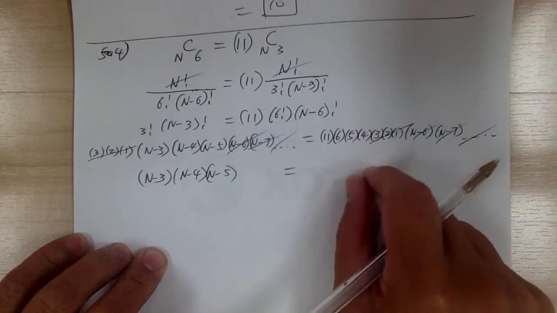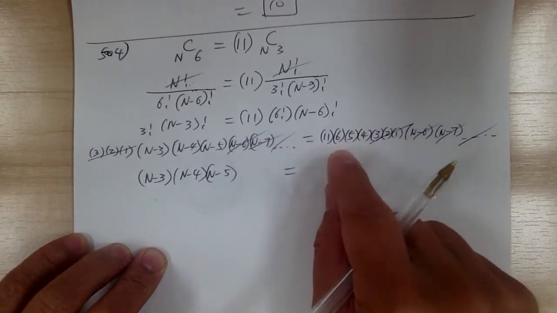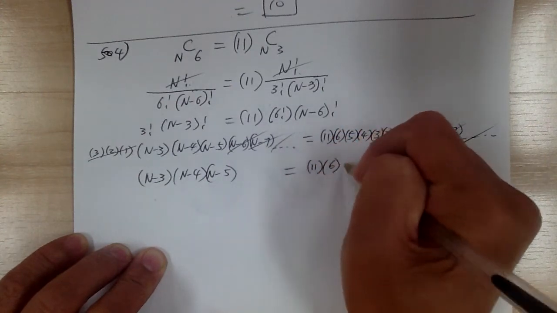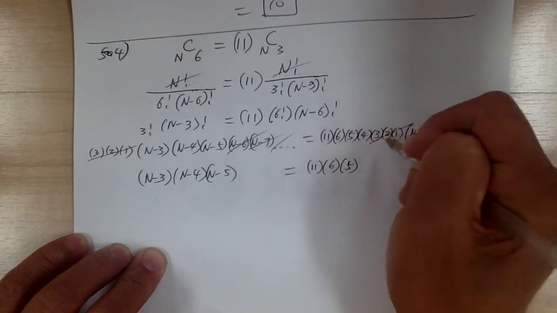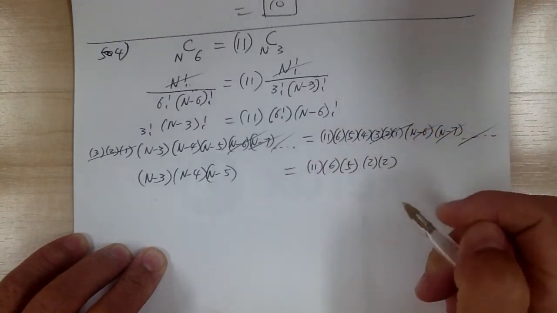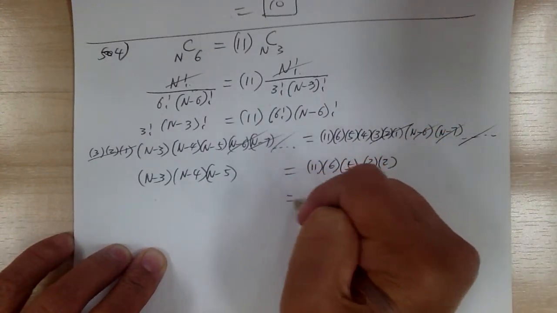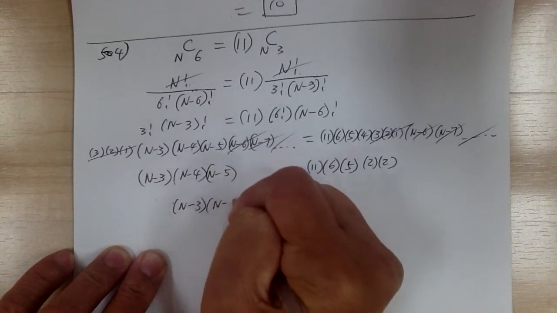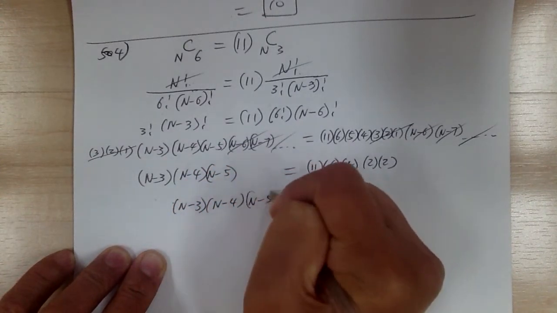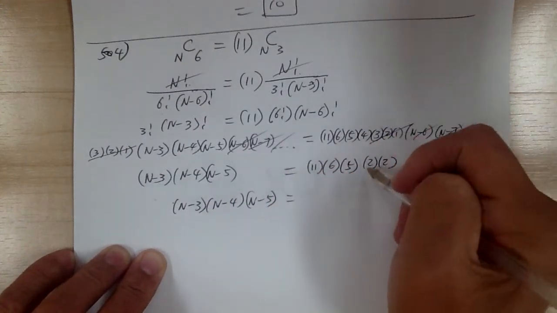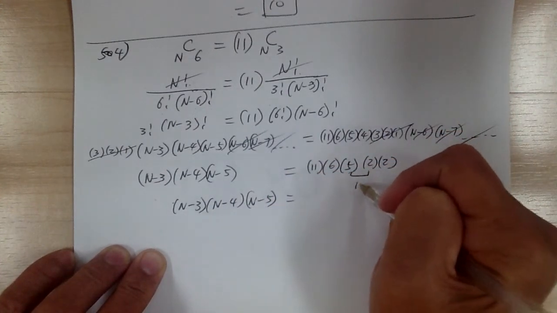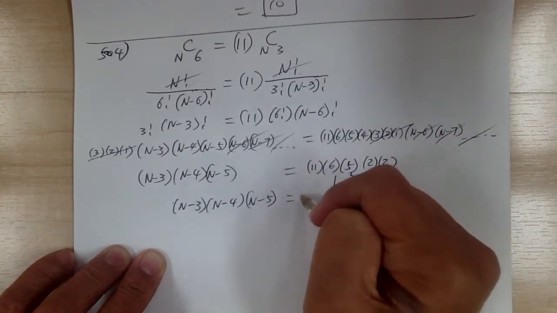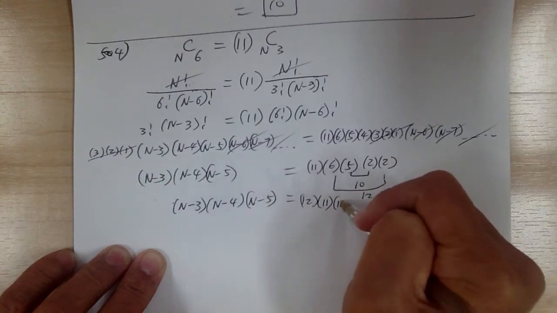So what you're going to do is break this into 3 consecutive numbers, just like this. You're going to get 11 times 6 times 5, and I'm going to make the 4 into 2 times 2. And then after that, I'm going to copy this, n minus 3, n minus 4, n minus 5, and then I'm going to match this up. So this will give me a 10, and this will give me a 12. So you get 3 consecutive numbers, so it will be equal to 12 times 11 times 10.